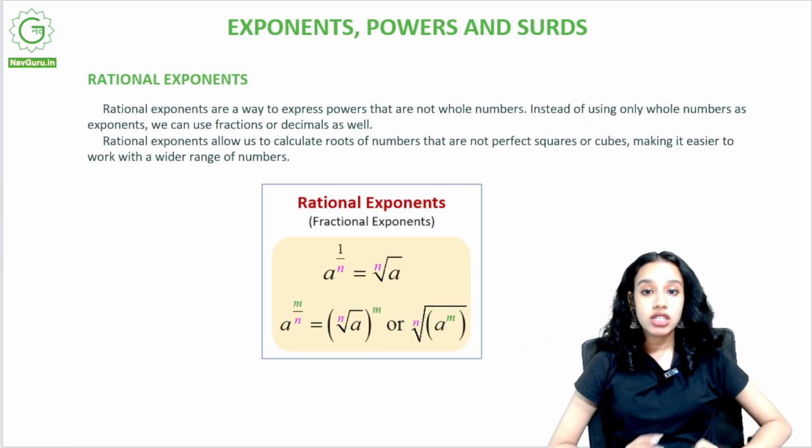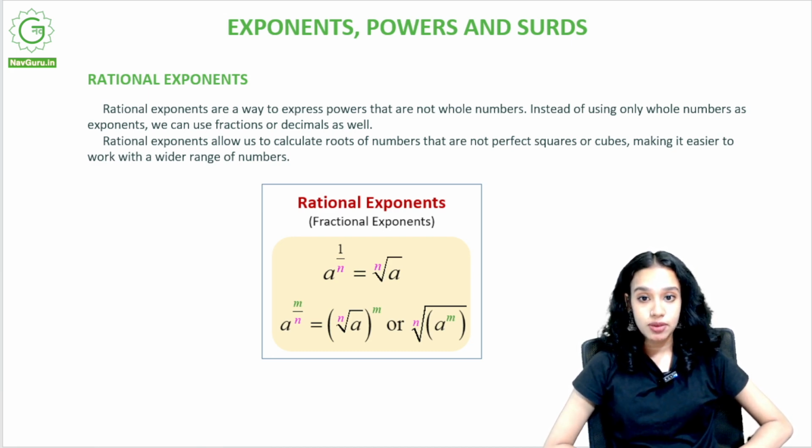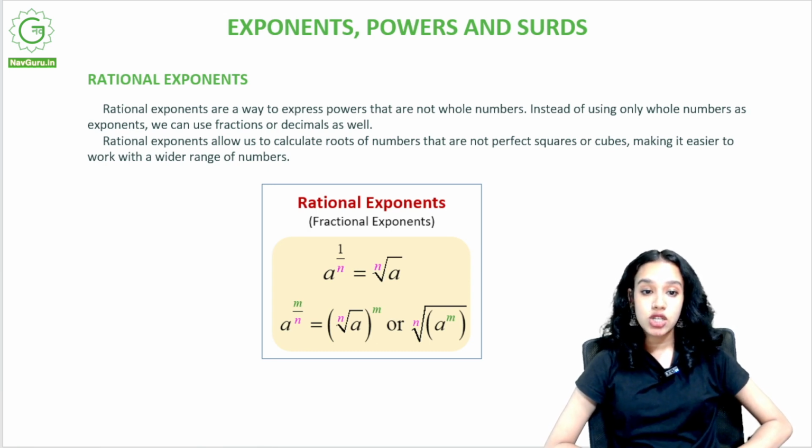Now let's talk about rational exponents. So what are rational exponents? Rational exponents are a way to express powers that are not whole numbers. Instead of using only whole numbers as exponents, we can use fractions and decimals as well. Rational exponents allow us to calculate the roots of numbers that are not perfect squares or cubes, making it easier to work with a wider range of numbers.